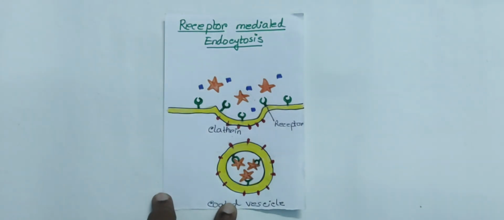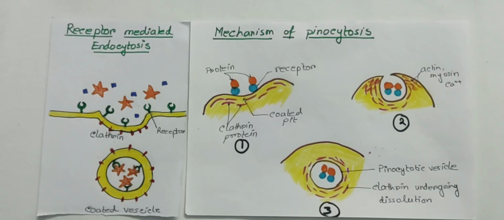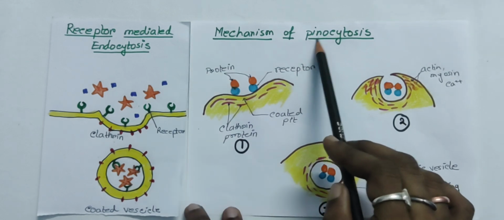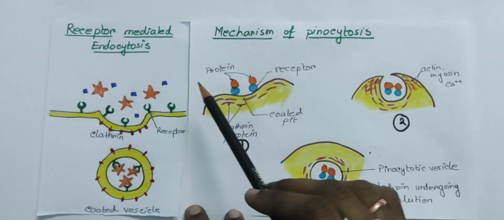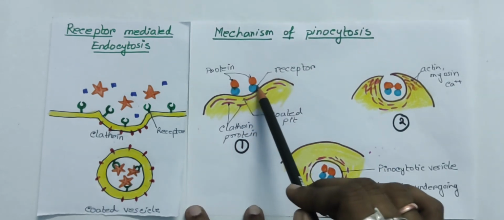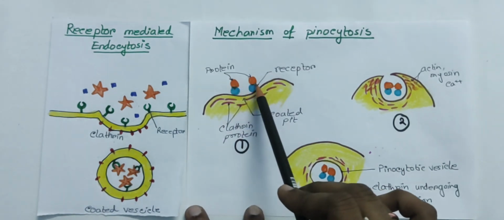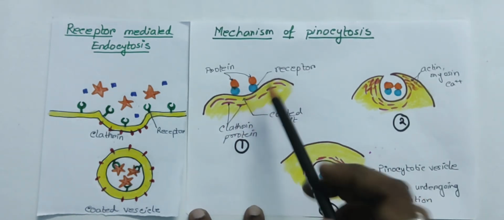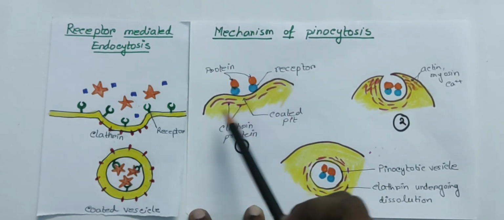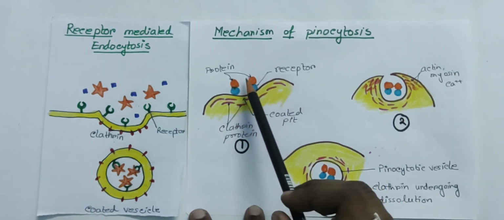I am giving you a detailed diagram also. Look at this picture. Here I give the heading pinocytosis, but the same thing happens for phagocytosis. The blue colored portion is the receptor. When the proteins come in contact with the receptor, what happens? These are the clathrin proteins. This is the first step, where the cell membrane has receptors on it, and those receptors receive the protein.